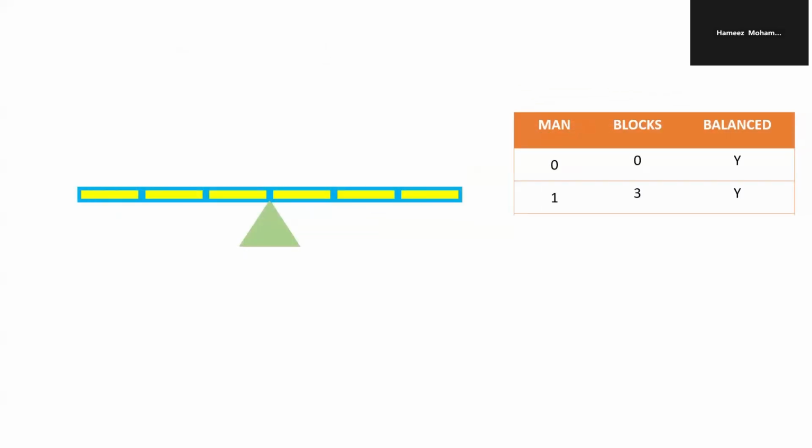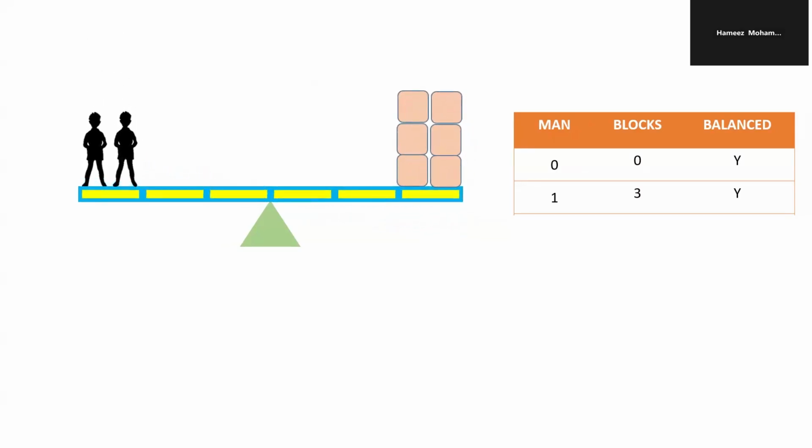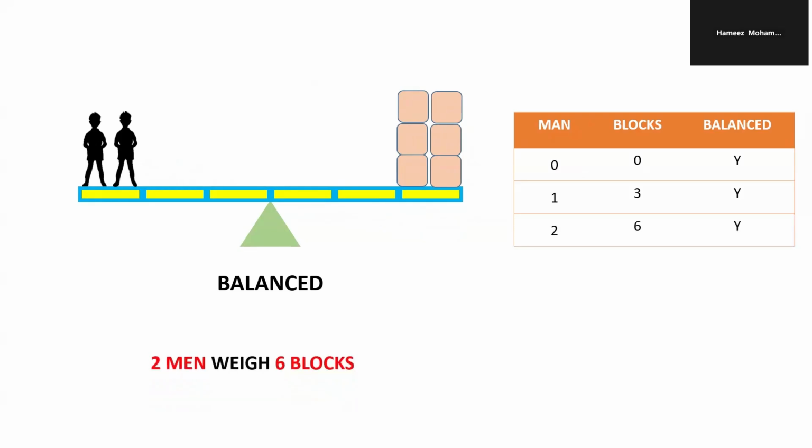Let's picture the same scenario again. And we have 2 men now. So with 2 men, it balances the 6 blocks. This tells us that 2 men weigh 6 blocks, and we could have our table. 0 men needed 0 blocks in order for it to be balanced. If we had 1 man, we needed 3 blocks for it to be balanced. And if we have 2 men, we need 6 blocks for it to be balanced.